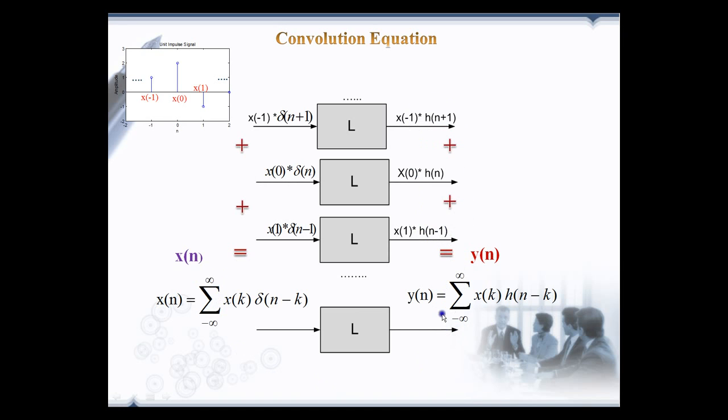We can generalize the equation by introducing the variable k for the sample index values. The convolution equation then becomes y[n] = sigma from k = minus infinity to plus infinity of x[k] h[n - k]. This equation takes the limits from minus infinity to plus infinity because x[n] is considered as an infinite length signal. Practically speaking, we always want to process finite length signals.